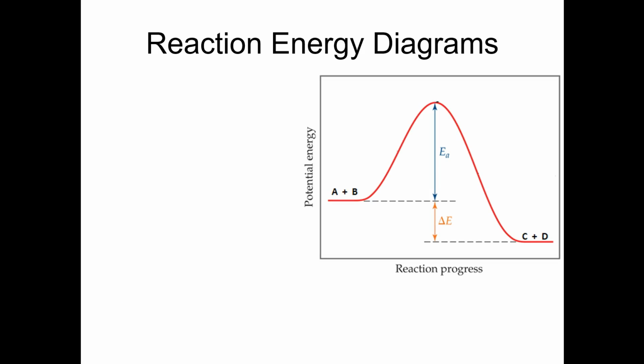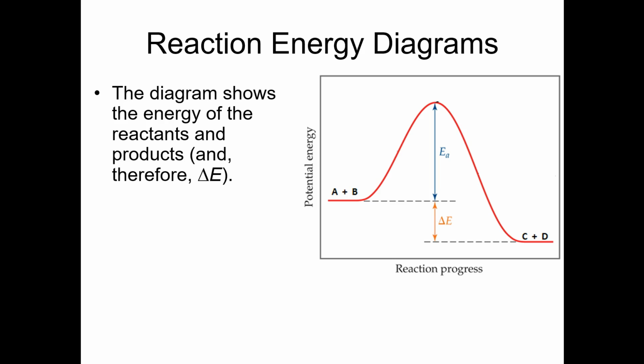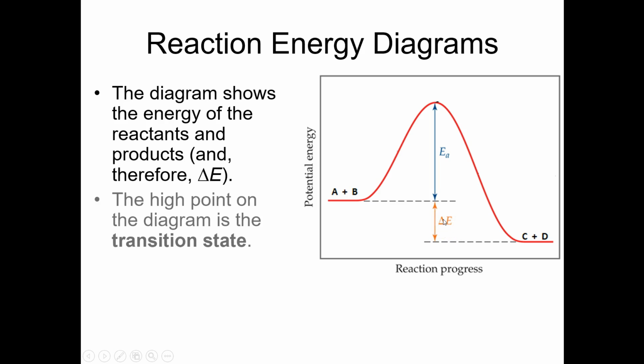Let's look just a little bit more closely at this diagram. It shows the energy of the reactants, which I've labeled here as A plus B. It shows the energy of the products, which I've labeled here as C plus D. And therefore, we can calculate the delta E here. I would generally think about this as being delta G, the free energy difference between the reactants and the products, which tells you whether or not the reaction is spontaneous.